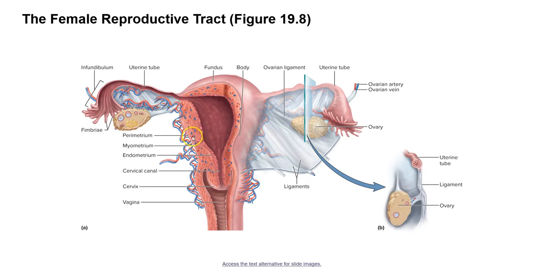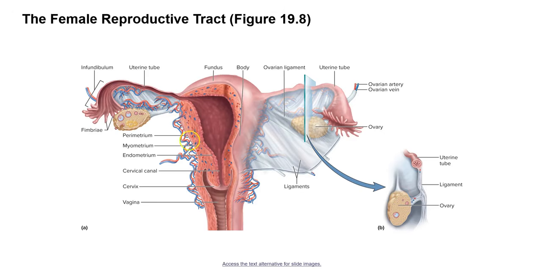The middle layer of the uterine wall is called the myometrium, and it is made of smooth muscle. So this layer of the wall has the ability to contract, to push material out of the uterus, whether that be this endometrial lining during menses or a baby during childbirth. That myometrium, that smooth muscle wall, can contract to push those materials out.